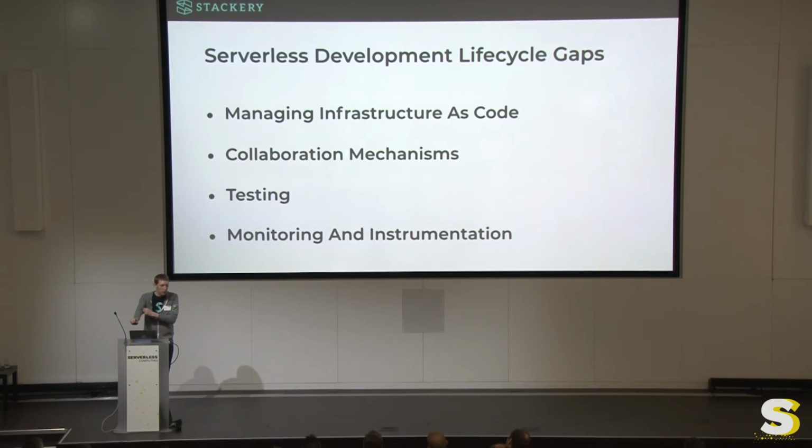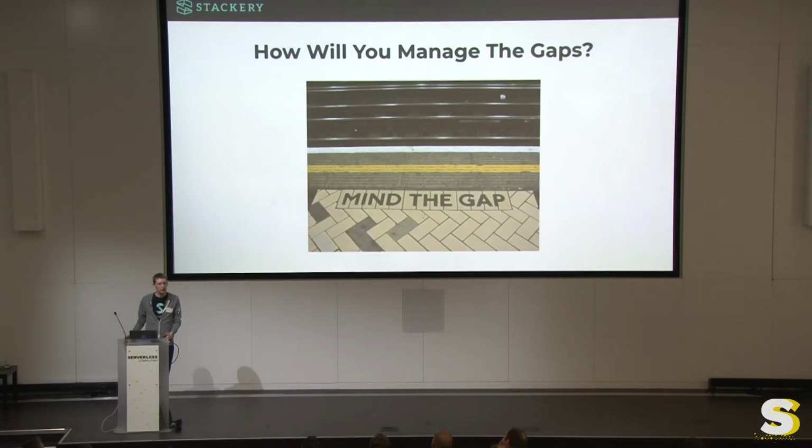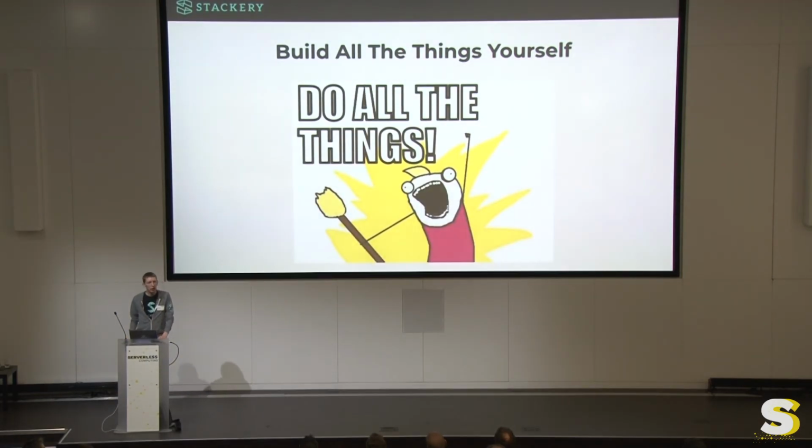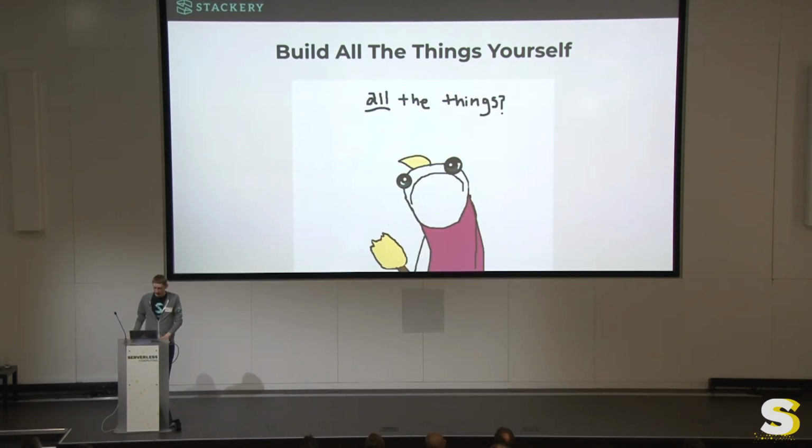So today, we talked about all these techniques for overcoming these software development lifecycle gaps of serverless, how to manage infrastructure as code, and mixed in with that was collaboration mechanisms, especially around namespacing, resources, how to test, how to monitor and instrument. I apologize, instead of Swiss cheese, I thought in London I might put this slide in. How will you manage the gaps around your software development life cycle? You can choose to build all the things that we've talked about here and more on your own, but it tends to be a lot.